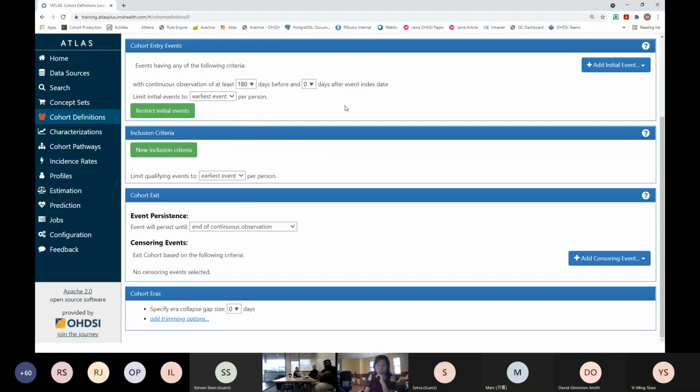That means they have to have been observed in your data for 180 days, half a year, right? Or if you say after, that's a year after the actual initial event. So that's the only time that the observation period would kick in if you don't set this.